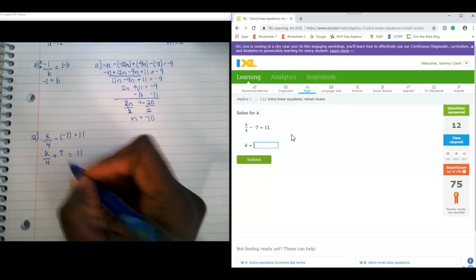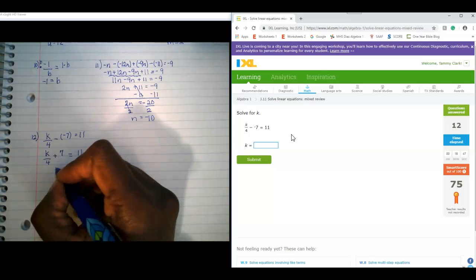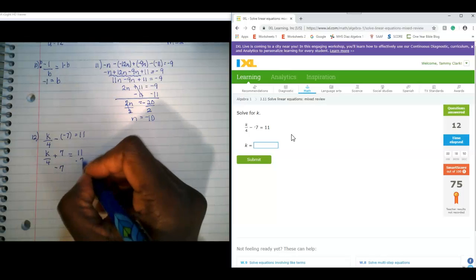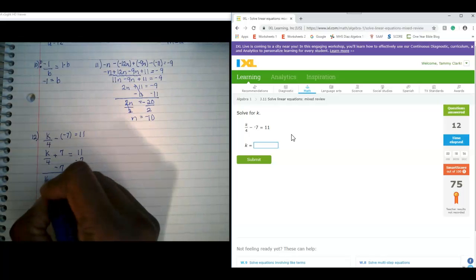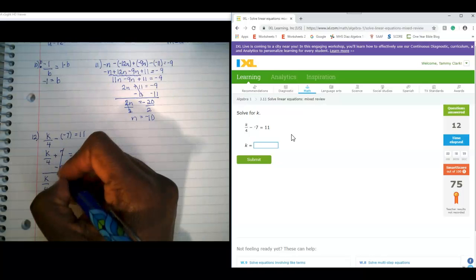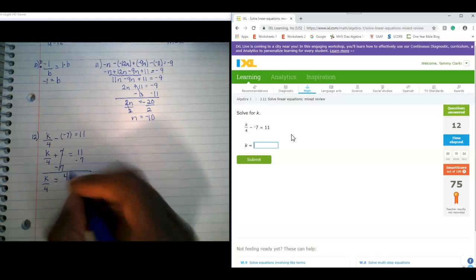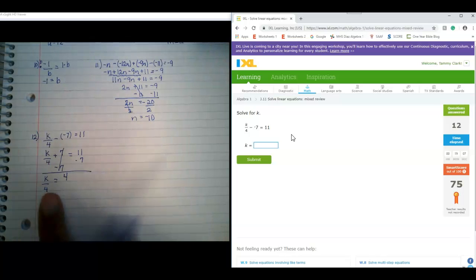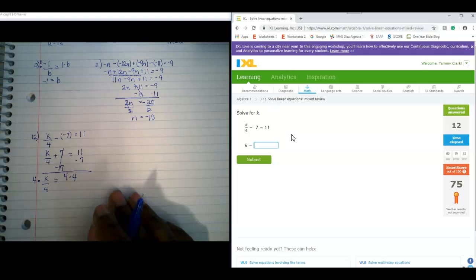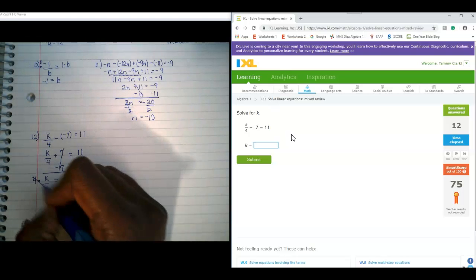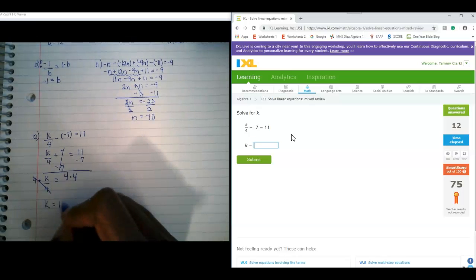So let's see what we get. If I have plus 7 here, I'm going to subtract 7 from both sides of the equation. I get k divided by 4. 7 minus 7 is 0, so that's eliminated. 11 minus 7 is 4. Well, remember, there's a 4 in the denominator, so I'm going to multiply by 4 on both sides of the equation. Well, 4k divided by 4 leaves me just k, and 4 times 4 is 16.